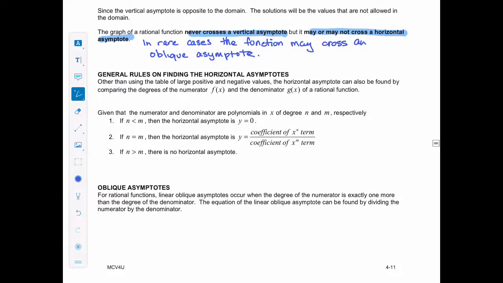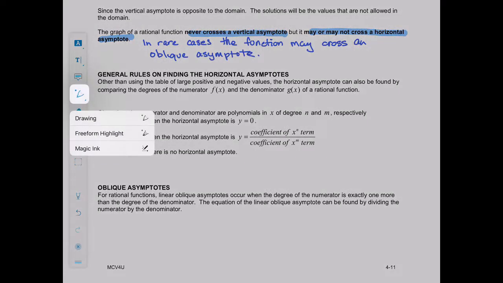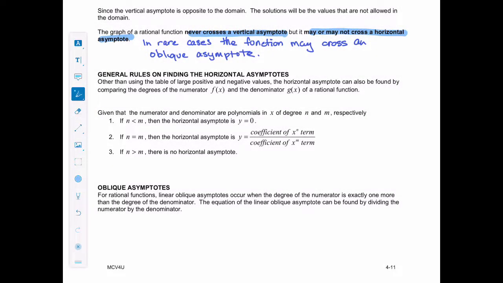General rules on finding a horizontal asymptote. Again, this is review from last year's advanced functions, so I'm not going to really go into it. Basically, you can review for yourself. If you have any questions, you can always email me, message me. We can do a video chat, whatever the case is. But these are the rules, right? Where we have to see that the n and the m are right there. Basically, we're looking at the coefficients.